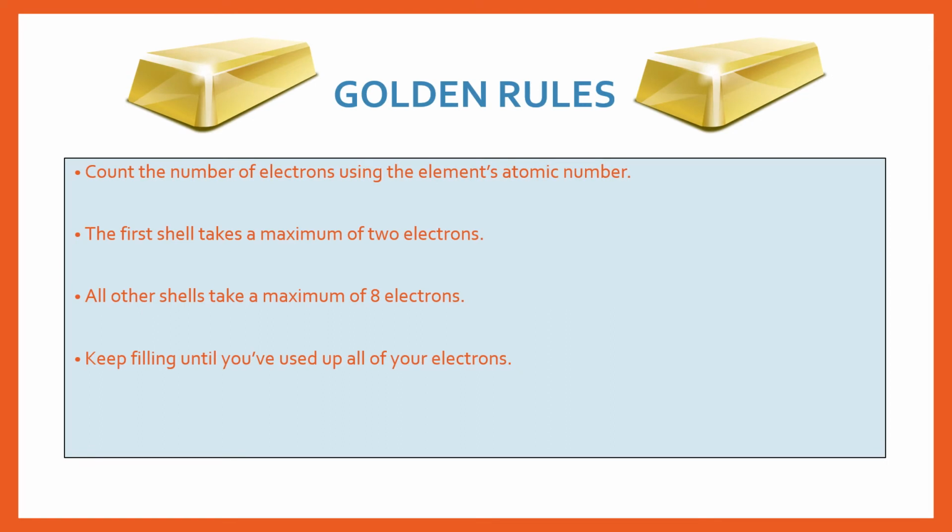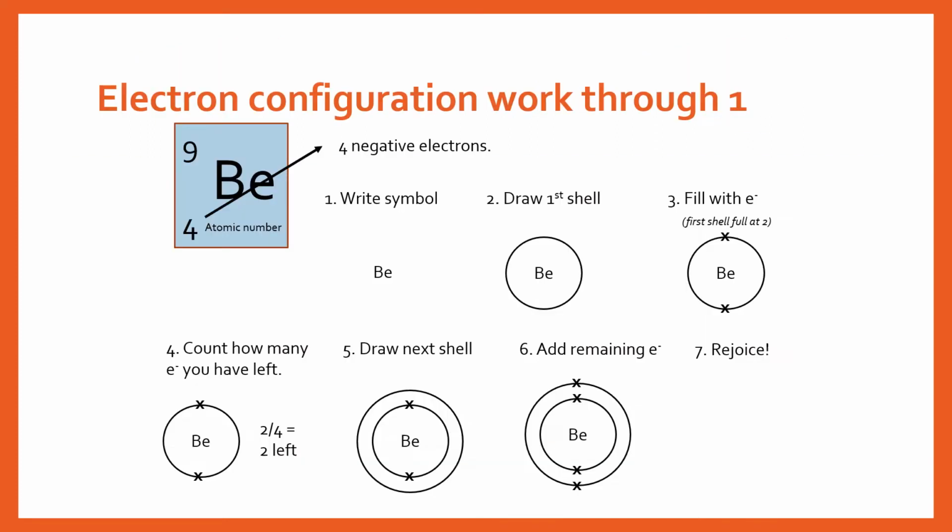So again, just to reiterate the golden rules here, the first thing you should do is count the number of electrons using the element's atomic number. So the example we talked about earlier was calcium. It has an atomic number of 20, which tells us it has 20 protons, but it also tells us it has 20 electrons. The first shell can take a maximum of 2 electrons, and all other shells take a maximum of 8 electrons. Now you must fill a shell before you move on to the next shell. So we're going to look at an example now on the next slide.